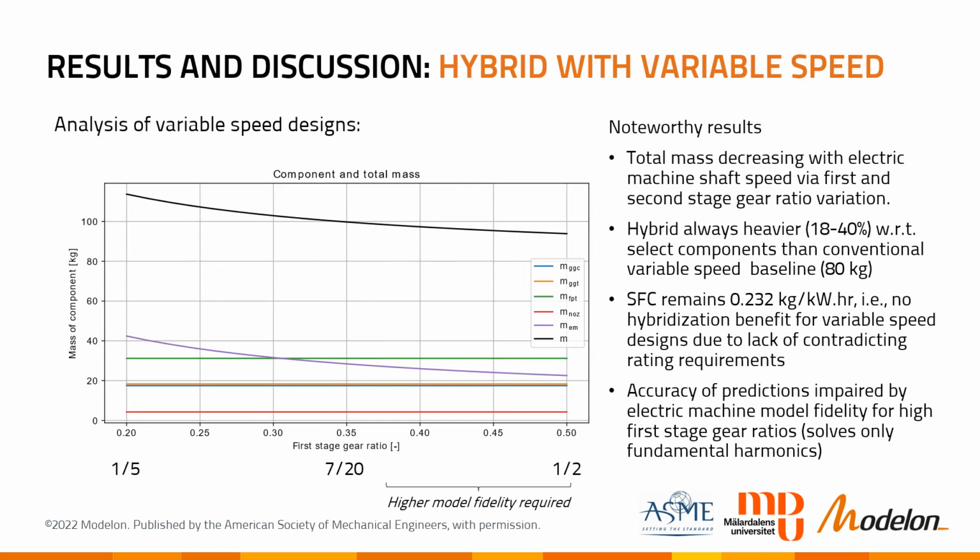Here are the mass estimate results. As expected, the total mass is reducing if we run the electric machine faster. As described, the turbo machinery is not altered, so there is no change to other component masses than the electric machine, shown in purple here. But nonetheless, the parallel hybrid is always heavier than the conventional turboprop. And here we're only looking at the mass estimates for the electric machine, which already yields a 20% plus increase of the powertrain mass.